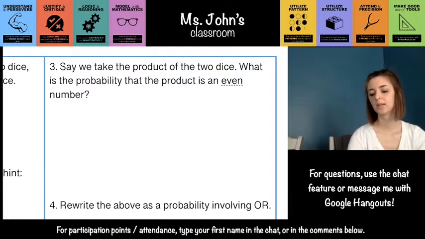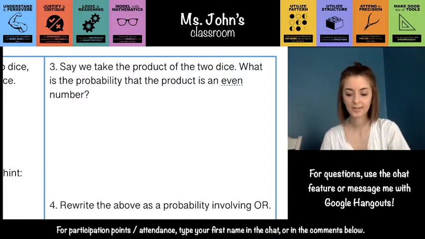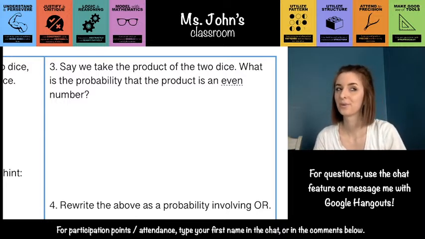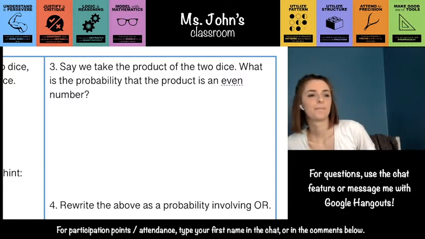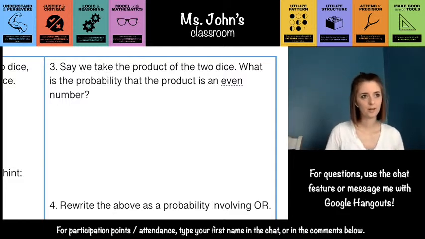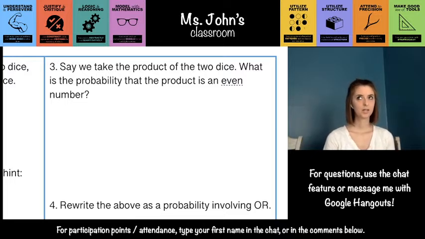Okay, number 3. Say we take the product of the 2 dice. What is the probability that the product is an even number? So here's where it gets interesting. I want you to think in your head for a second, if you're multiplying 2 different numbers together, what makes the result even? I'm going to give you a second. Do some experiments in your head. Does the even or oddness of the 2 numbers that you're multiplying matter? And how does it matter?